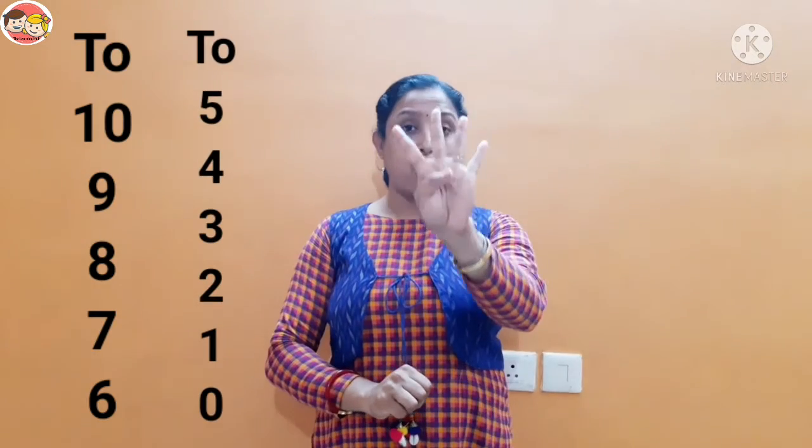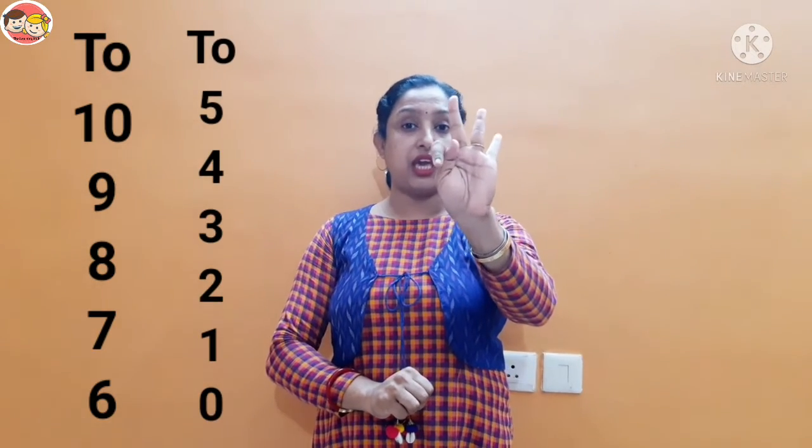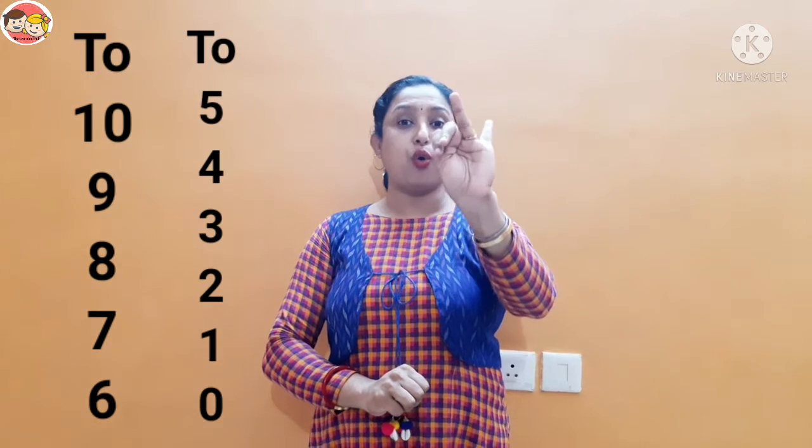First, we'll learn on our fingers. Okay, so we all know there are 10 fingers in our both hands. How many fingers do we have? 10 fingers. So no need to count. So let's start. 10, 9, 8, 7, 6, 5, 4, 3, 2, 1, 0.